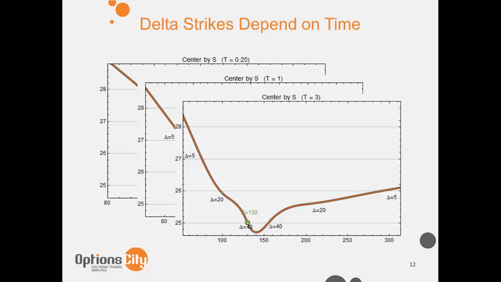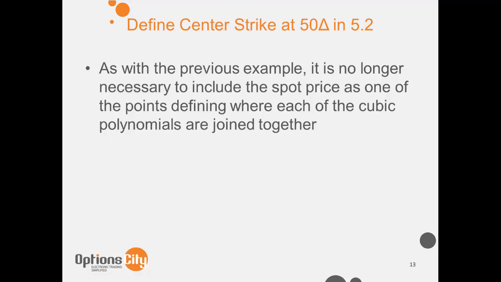And that makes for maybe a less uniform way of fitting the markets. You can do it, but it's not as convenient as it need be. So with 5.2, as with the two-sided quadratic example that I mentioned, we no longer have to include the spot price as one of those points that defines where the center of the curve is. So that's a pretty significant shift for us in 5.2. It's a lot more flexible, yes.